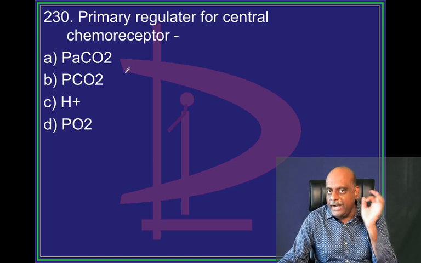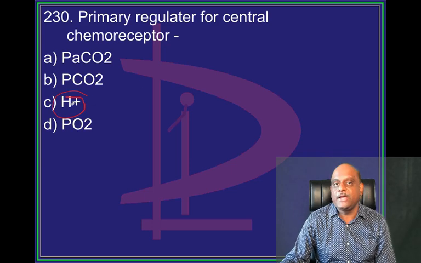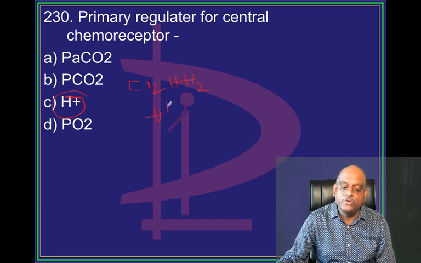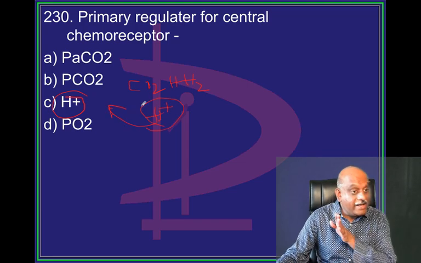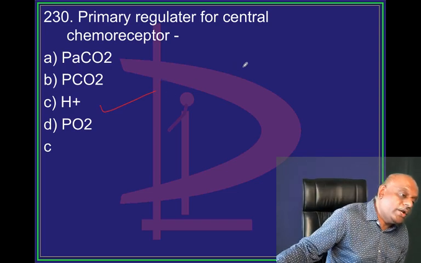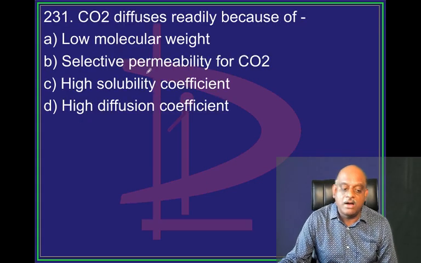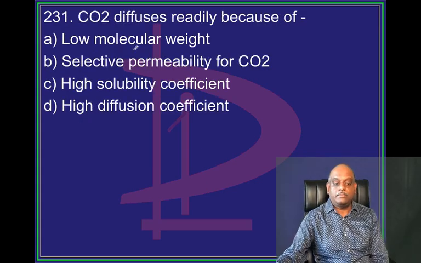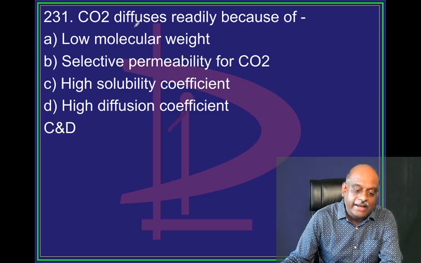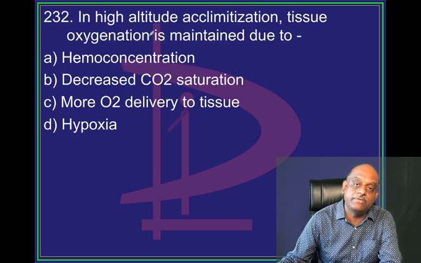What is the main regulator of our chemoreceptors? It is not PaCO2, it is the H plus ion. CO2 combines with water to form carbonic acid from which H plus ion is released. That has an entry into the blood-brain barrier and it is the primary regulator of the central chemoreceptors, is what you should remember. How does carbon dioxide diffuse readily? Because of its high solubility coefficient and high diffusion coefficient.